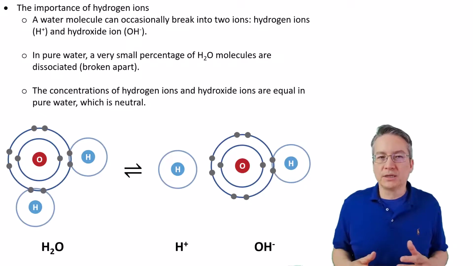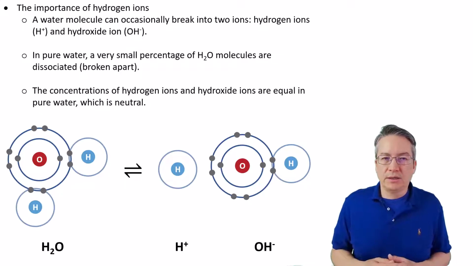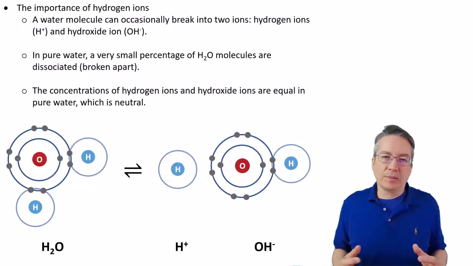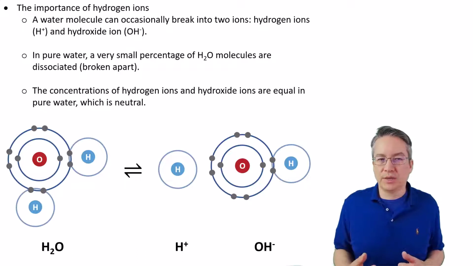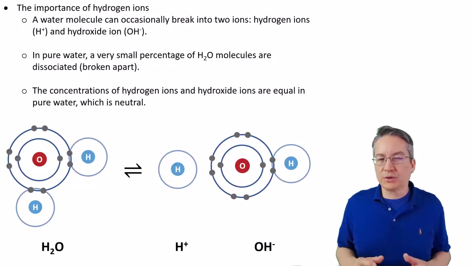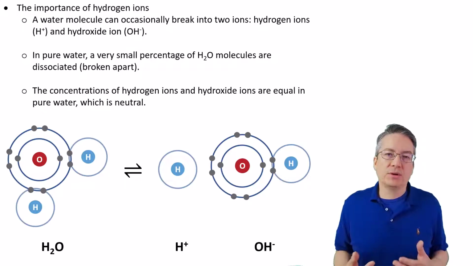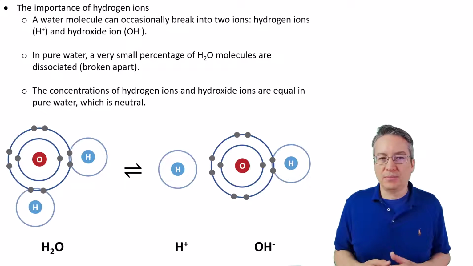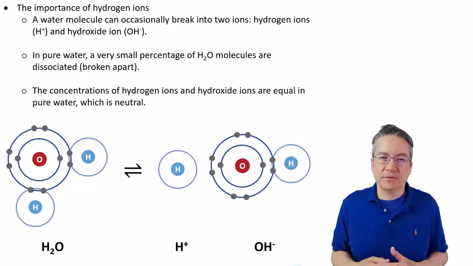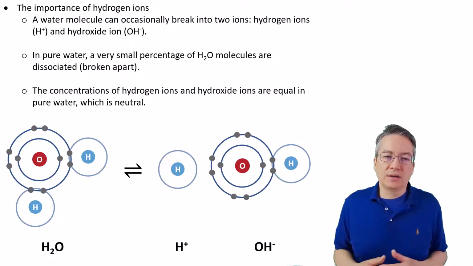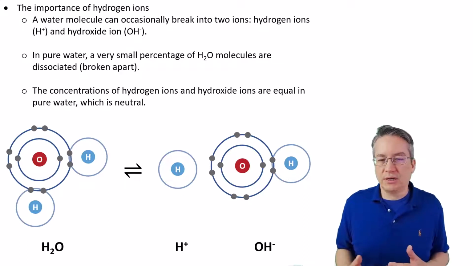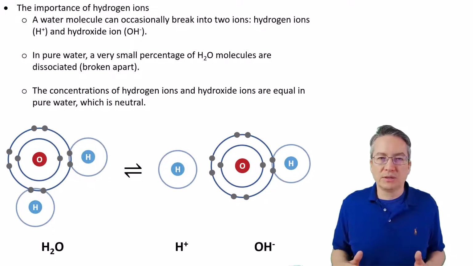In this video, I'll discuss the importance of hydrogen ions. A water molecule can occasionally break apart into two ions, a hydrogen ion, which is H+, and a hydroxide ion, which is OH-. In pure water, a very small percentage of water molecules are dissociated or broken apart. However, it's very important that we keep track of these because these molecules are very reactive. Hydrogen ions and hydroxide ions are very reactive, so they can have a big impact on biology, such as cells. The concentrations of hydrogen ions and hydroxide ions are equal in pure water, which is considered to be neutral.